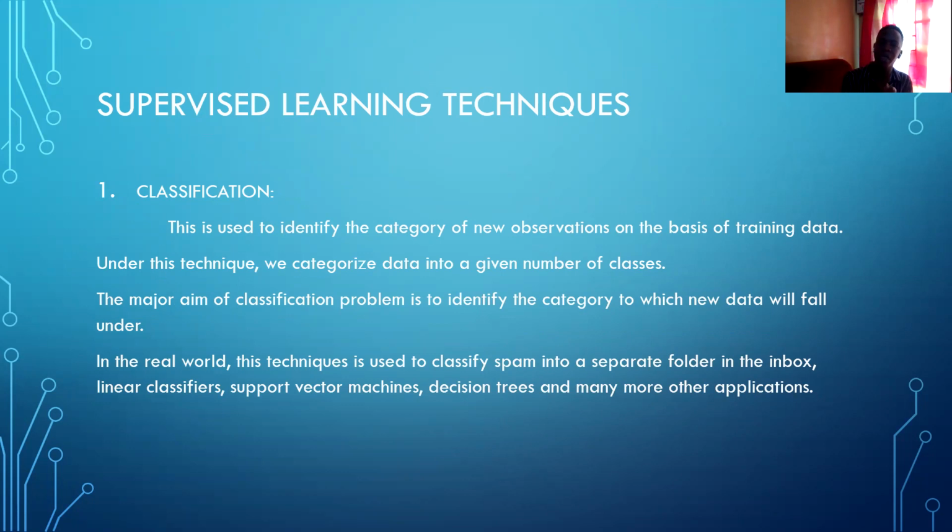As you understand, under supervised learning, we already have historical data that is used to train the model. So this classification helps to identify the category to which the new data output by the system is going to be stored or to which that data is going to fall. In the real world, this technique is used to classify spam into a separate folder in the inbox, linear classifiers, support vector machines, decision trees, and many other applications.